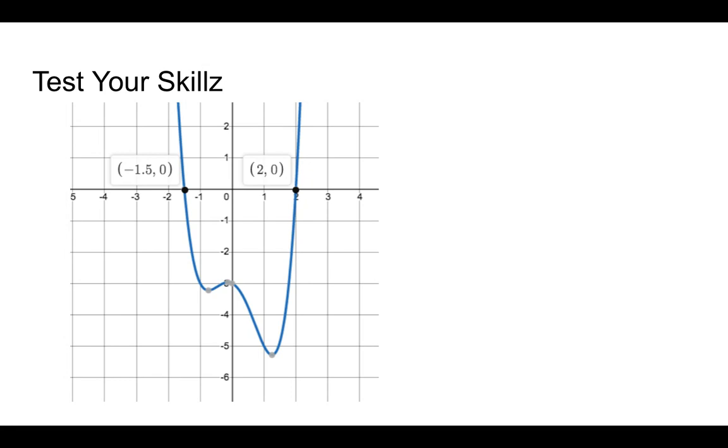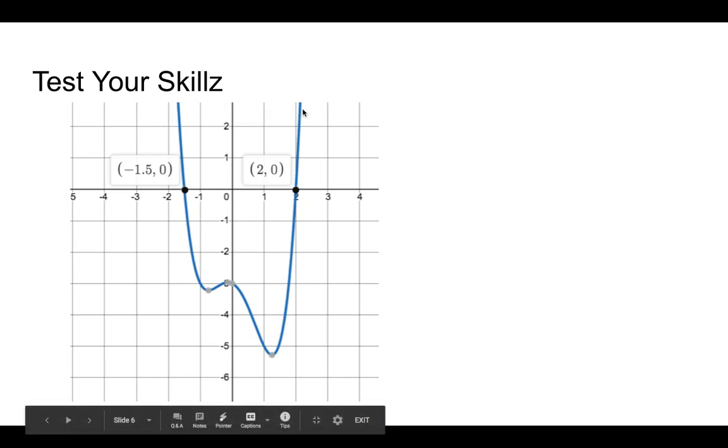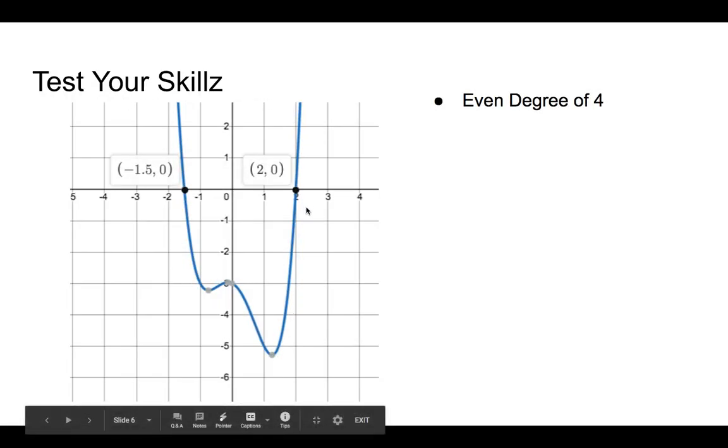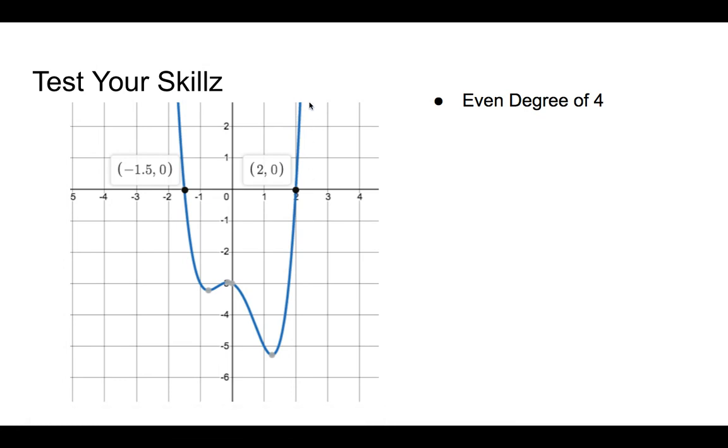Okay, let's go over a few things. First thing I notice is that both of my arrows are going in the same direction, which means that I have an even degree. Because of the shape of this, it looks like it's not a quadratic, so it's probably a quartic, so it's a degree of 4. I also notice that my right arrow is going up, which means that it's a positive leading coefficient.